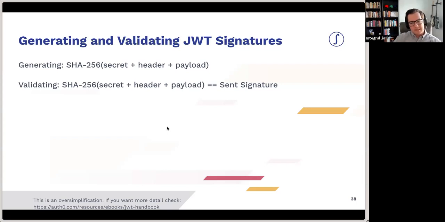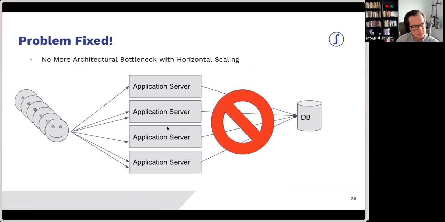So when the browser now sends that token along with its requests to validate that the user is authenticated, all the backend has to do is take the secret that only it knows, and then take the header and the payload, hash it all, and check that that signature matches what was sent by the browser. And that's how these help a web application stay secure.